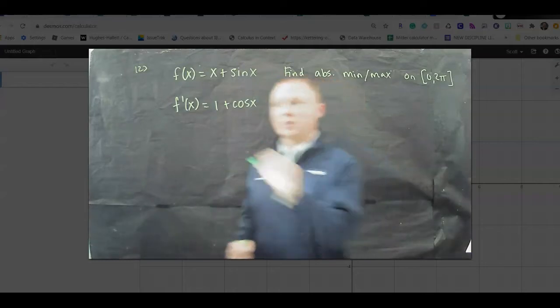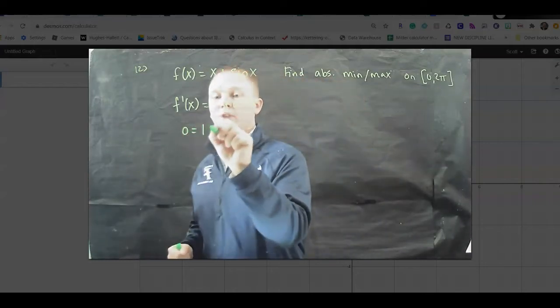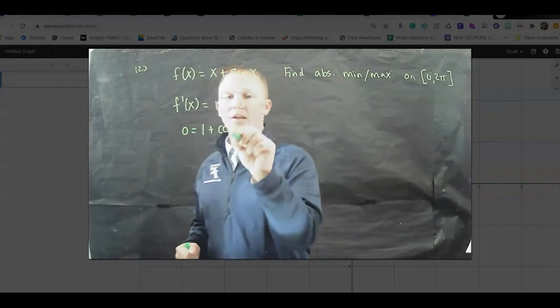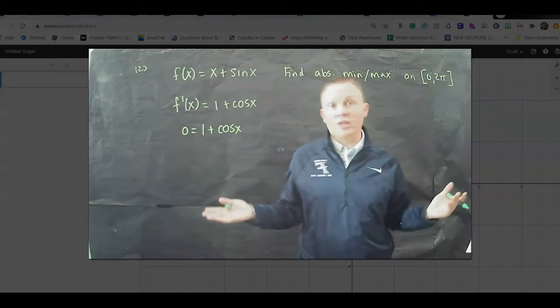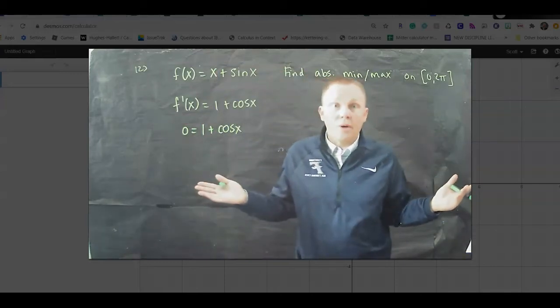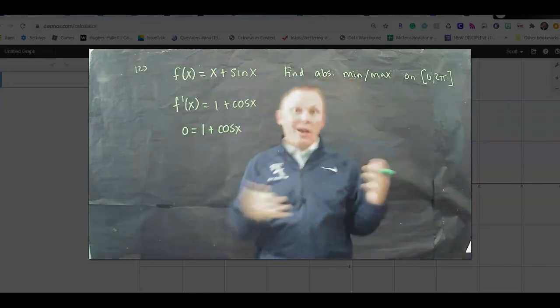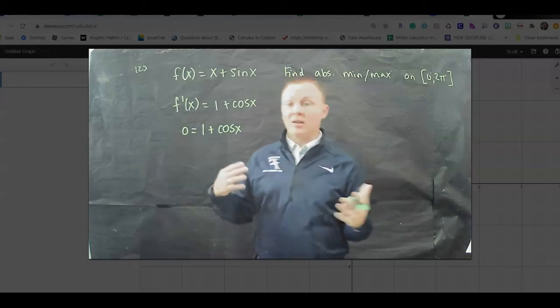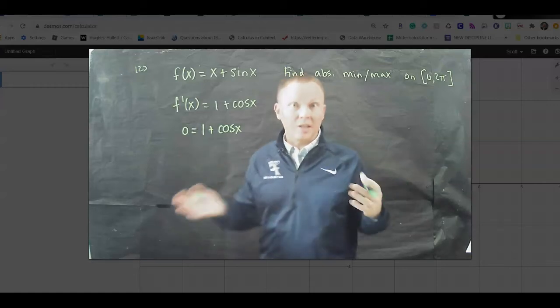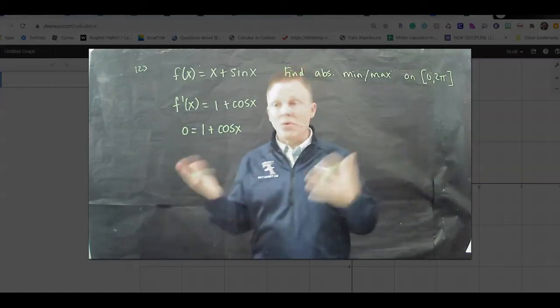And then what do we do with that? We set it equal to 0 and also find out where it's undefined. This particular derivative is defined everywhere, so we don't have to worry about that. Now, if you had something that had a radical in it, or maybe a denominator, then we might have to see where the derivative is also 0 or undefined.